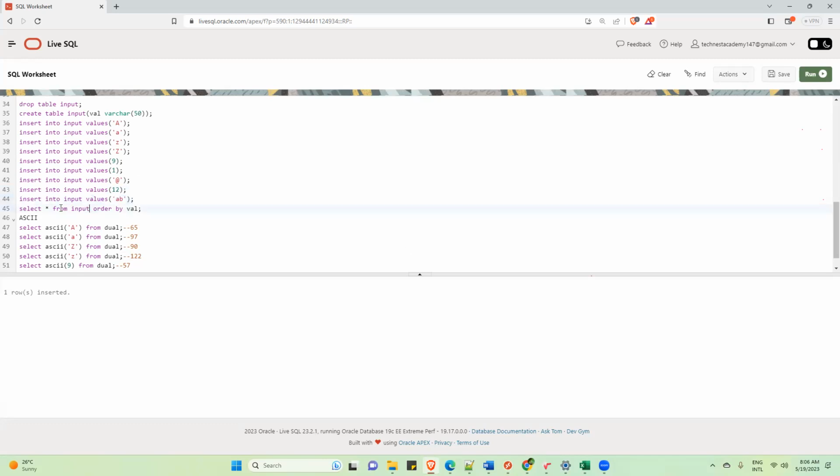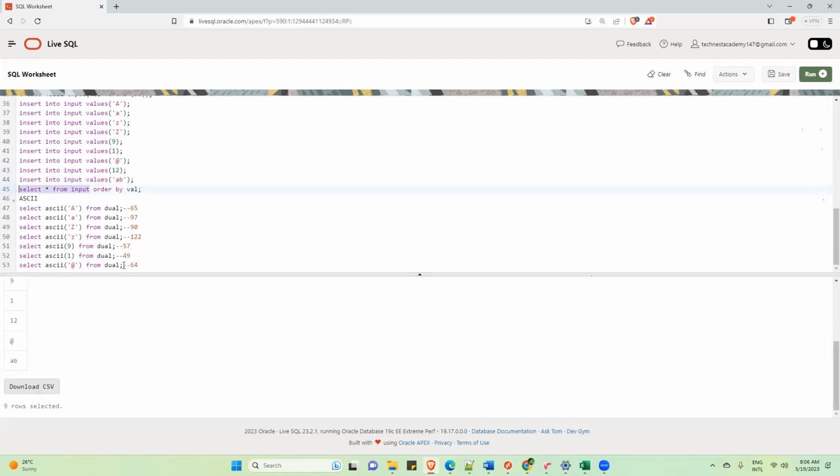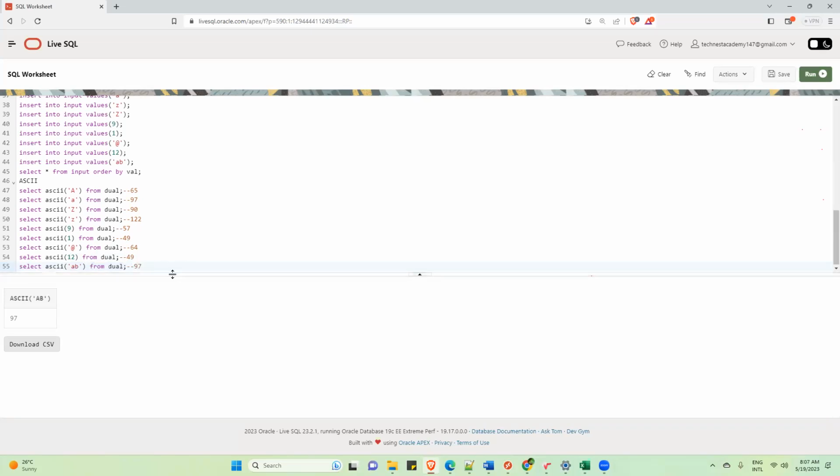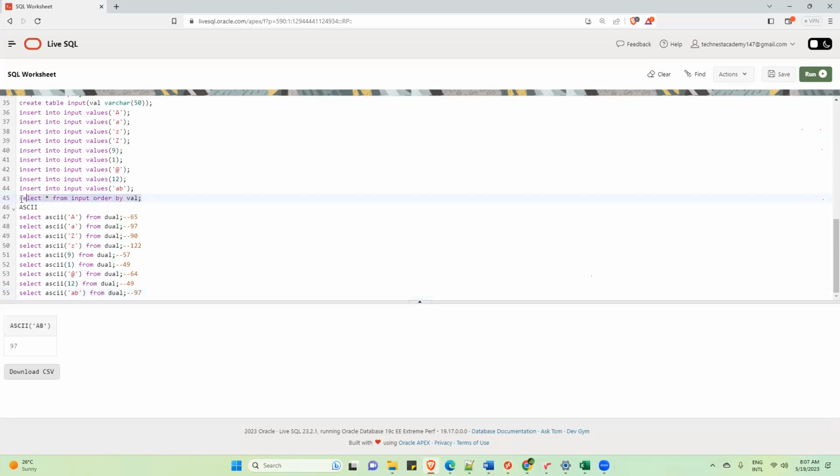Let me check whether this record has been inserted or not. So we have 12 and lowercase a, lowercase b. First of all, the engine will find the ASCII value. 12 is the value 49. Then it will find the ASCII value of lowercase a, lowercase b. What is the value? 97. Then now it will sort it. Now check the output.